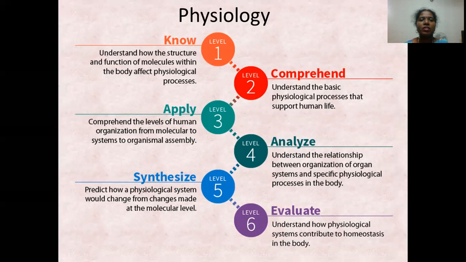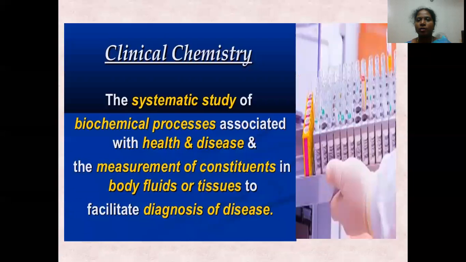Physiology. You have six levels to understand physiology. First level is to understand how the structure and function of molecules within the body affect physiological processes. Second step, to comprehend the basic physiological processes that support human life. Third step, to comprehend the levels of human organization from molecular to systems to organismal assembly. Fourth level is to analyze, that is, understand the relationship between the organization of organ systems and specific physiological processes in the body. Fifth step is to synthesize, predict how a physiological system would change from changes made at the molecular level. Last one is to evaluate, understand how physiological systems contribute to homeostasis in the body.